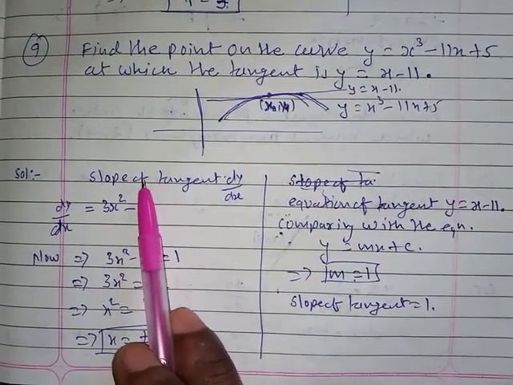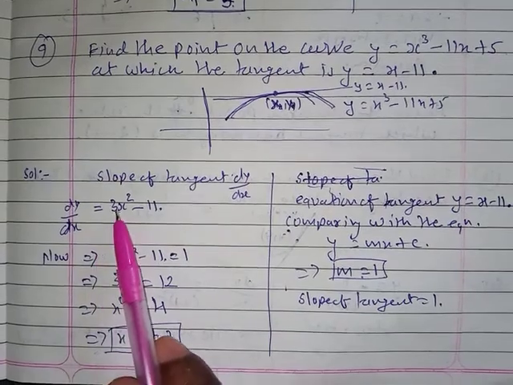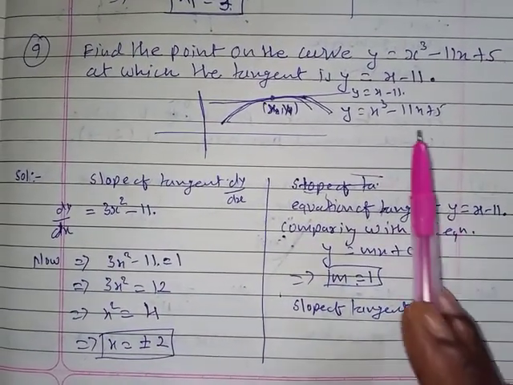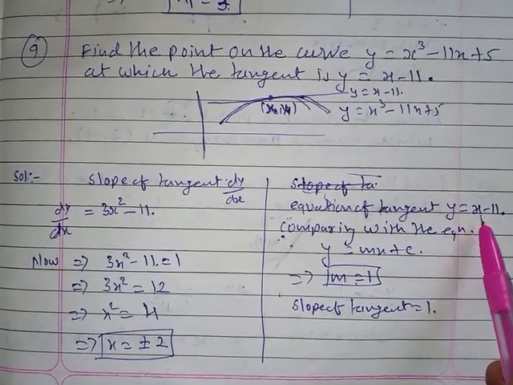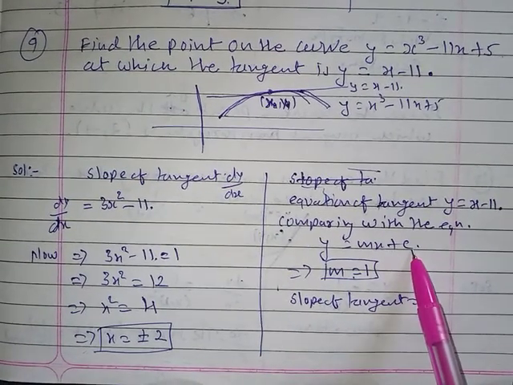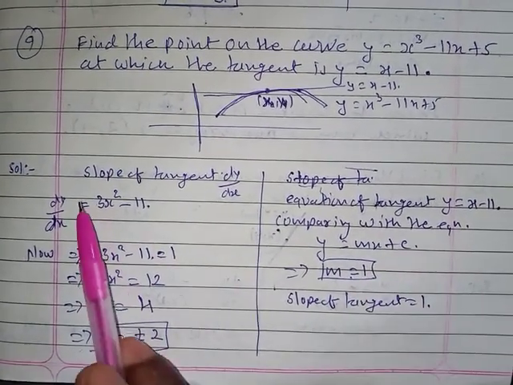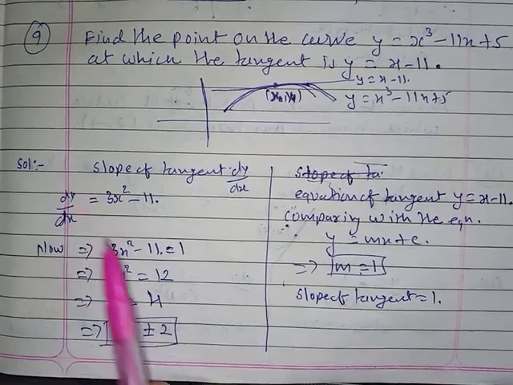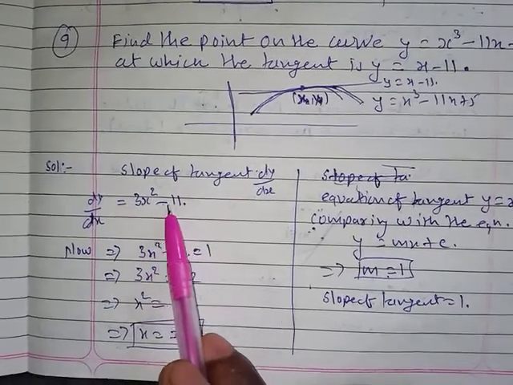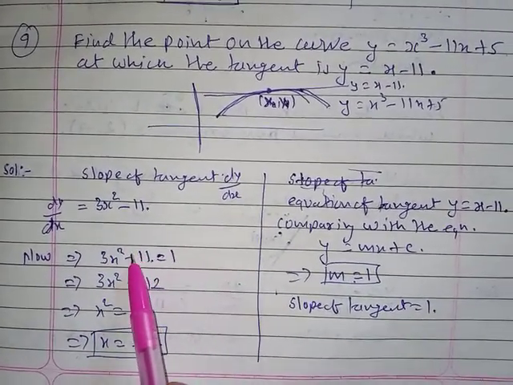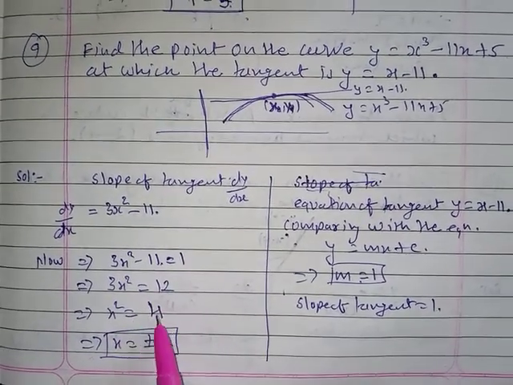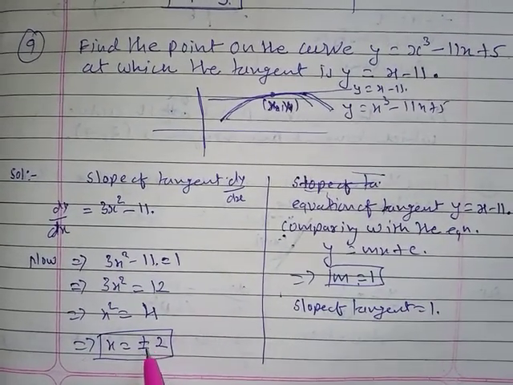Okay. So the slope of the tangent, dy by dx, is equal to 3x square minus 11. The equation of the tangent is given as y is equal to x minus 11. Comparing with the equation y is equal to mx plus c, m is equal to 1, which will be equal to dy by dx. So 1 will be equal to 3x square minus 11. So minus will go on that side, it will become plus. So divide by 3, it will become 4. So x is equal to plus minus 2.